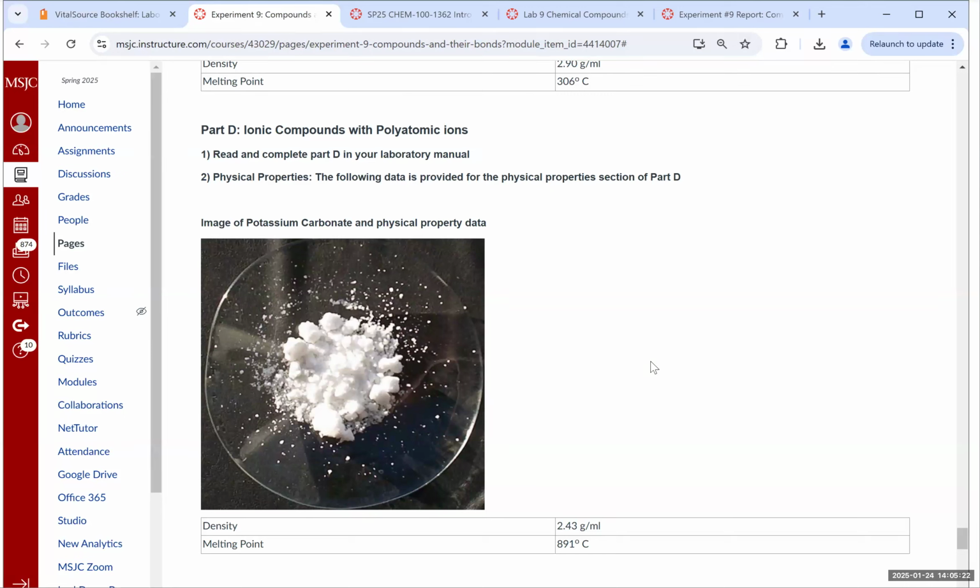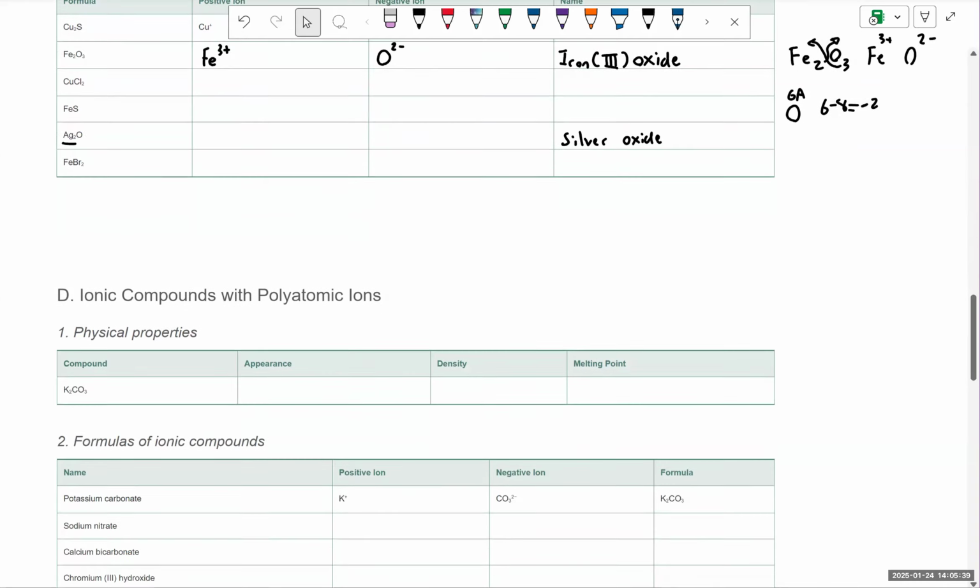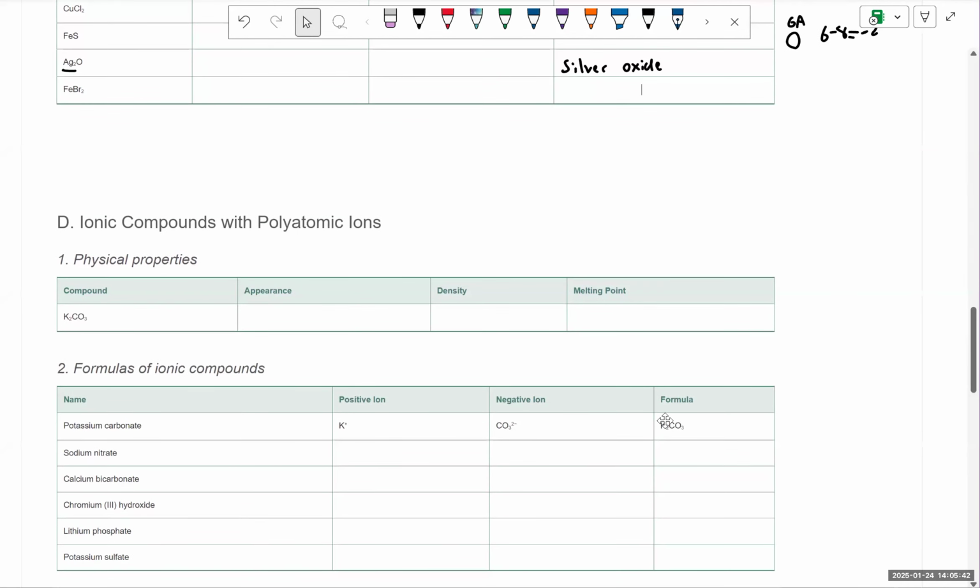Okay, so the appearance of potassium carbonate, that looks like a white powder. The density is 2.43 grams per mL, and the melting point is 891 degrees Celsius. Okay, so let's write that down. Okay, so we finished the physical properties section.